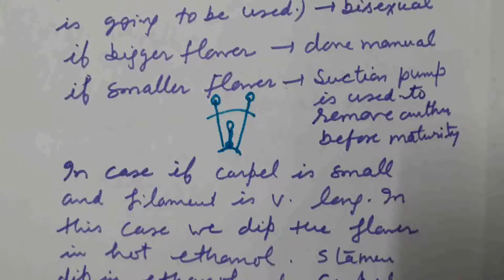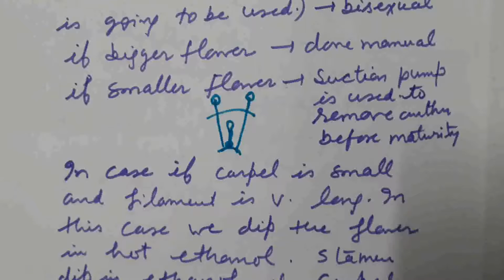So there are three techniques for emasculation which we use in case the selected female plant is bisexual. First, in case of a bigger flower, the stamens are removed manually. If the flower is small, a suction pump is used to remove the anthers before maturity. And in the third case, if the filament of the stamen is very long and the carpel is very small, then we dip the flower in hot ethanol, which removes the stamen, and the carpel remains the same.